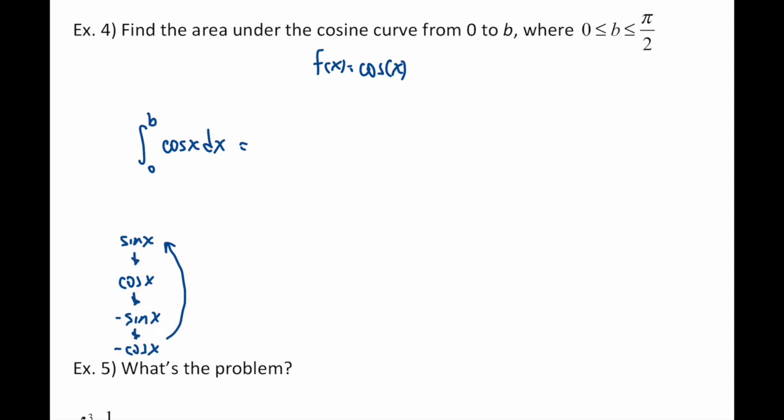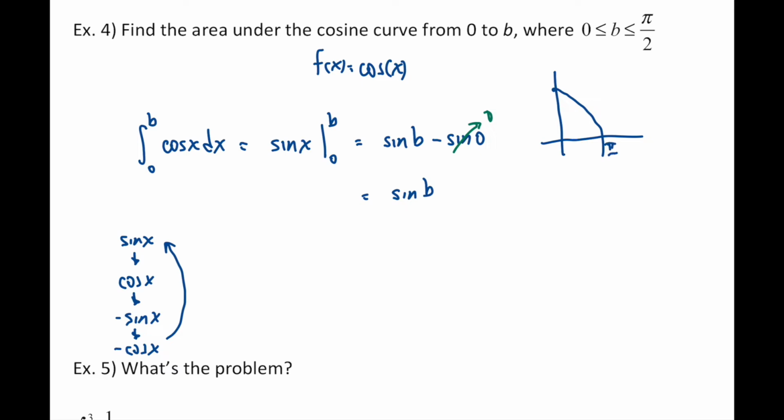So we have cosine. The antiderivative is going to be sine of x, and we're going to evaluate from 0 to b. It's our fundamental theorem of calculus, part 2. So sine evaluated at the upper limit, subtract sine evaluated at the lower limit. So we know sine of 0 is 0, so this is just equal to sine of b. The area under the cosine curve from 0 to pi over 2, there's our pi over 2, up until some point b is always just sine of that value.